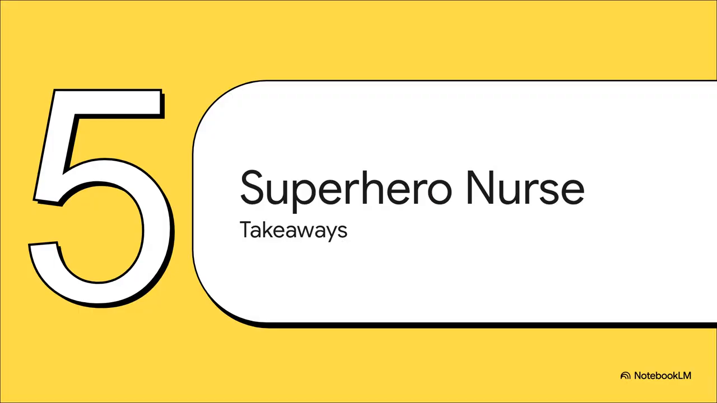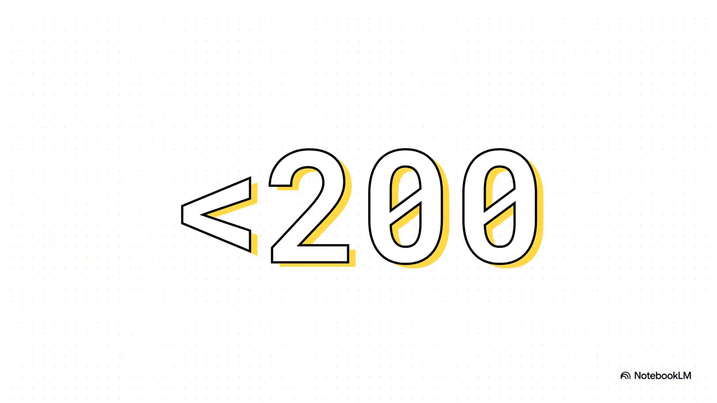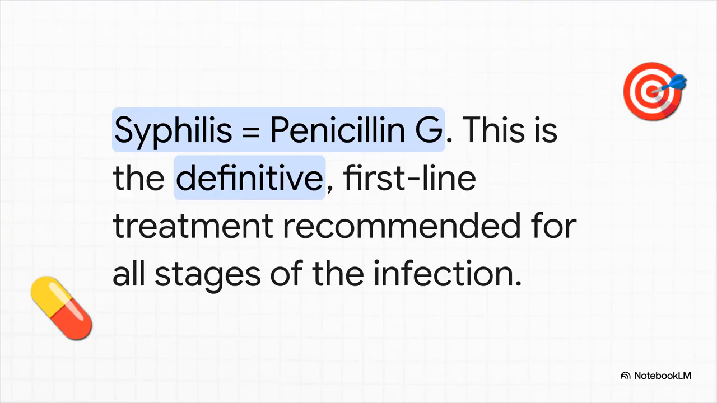So now, let's just boil it all down into the most essential, must-remember takeaways. This is your rapid-fire review. Ready? For HIV, what's that magic number? It's a CD4 count less than 200. That is the line in the sand that defines an AIDS diagnosis. For syphilis, the treatment you need to lock in for your exam is penicillin G. It is the definitive correct answer.